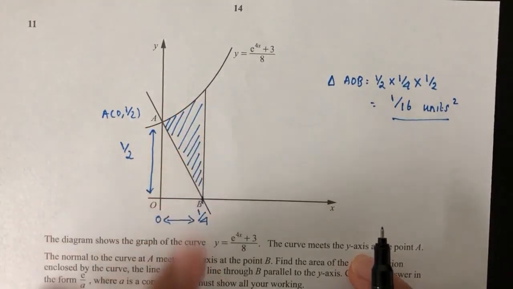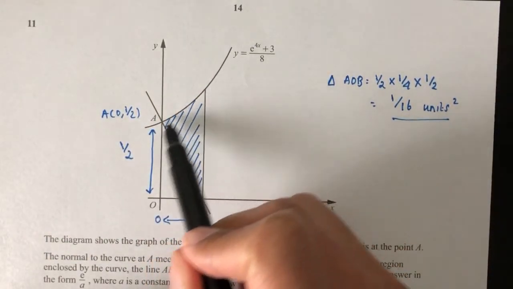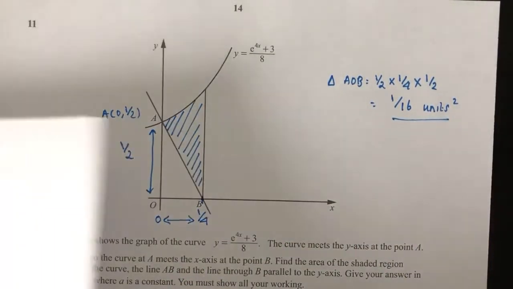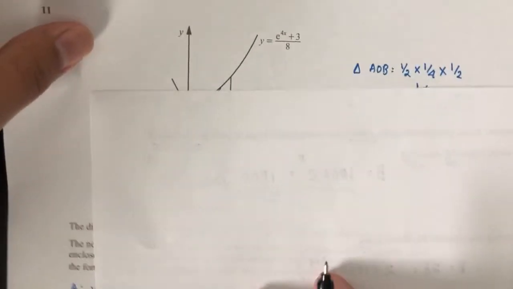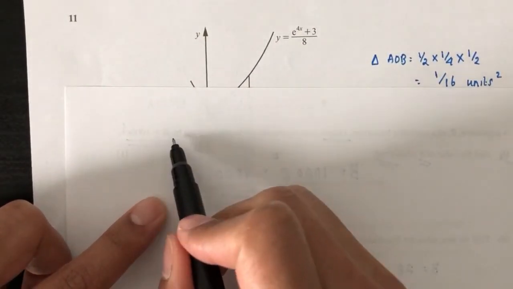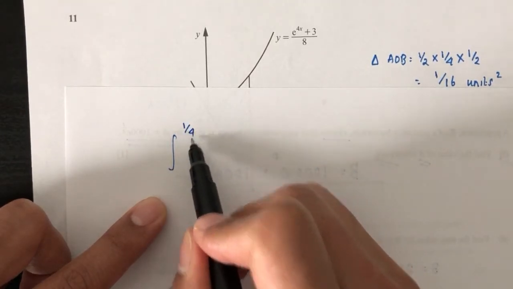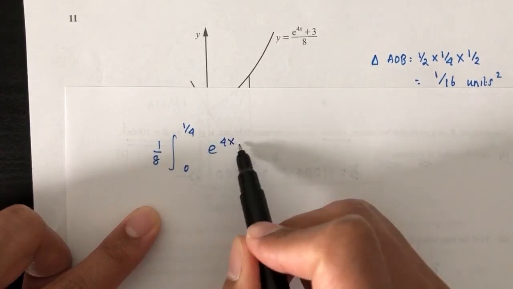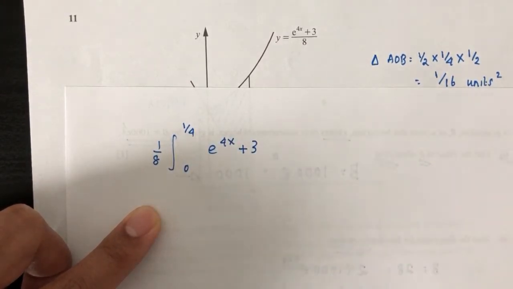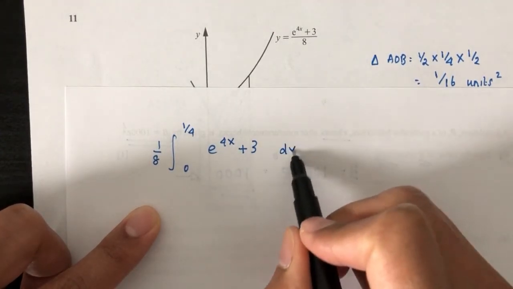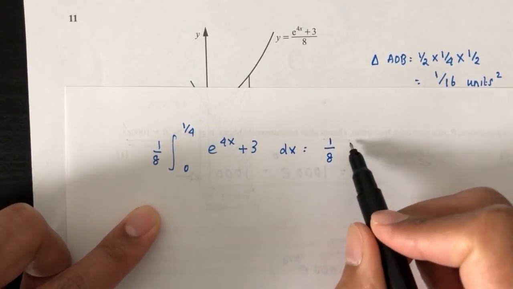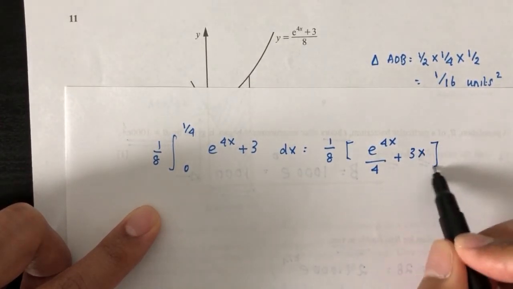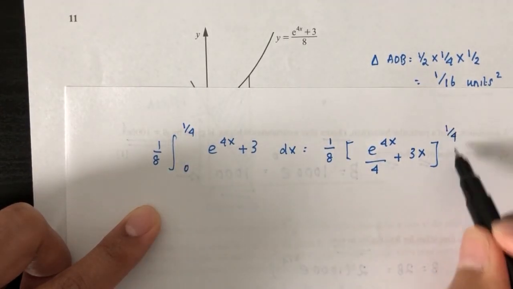So how do you find this one? You have to find the area under the curve from this point to this point, and then minus the area of the triangle. So let's find the area under the curve. The area of the curve between this point and this is the integral of 1/8 (e^(4x) + 3) dx. So that will be 1/8 times (e^(4x)/4 + 3x) with limits from 0 to 1/4.